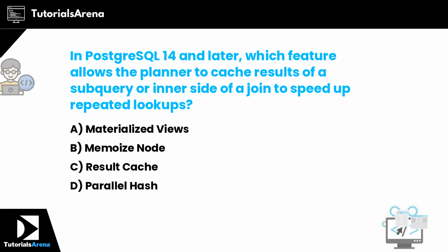In PostgreSQL 14 and later, which feature allows the planner to cache results of a subquery or inner side of a join to speed up repeated lookups? The correct answer is option B, memoize node.